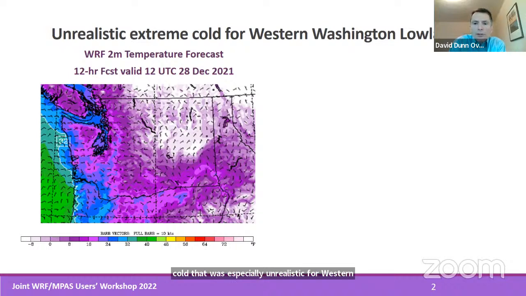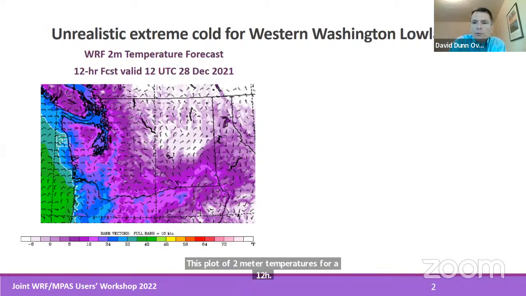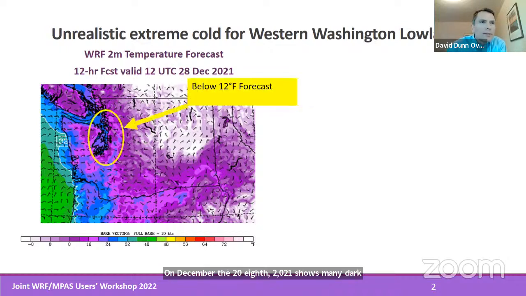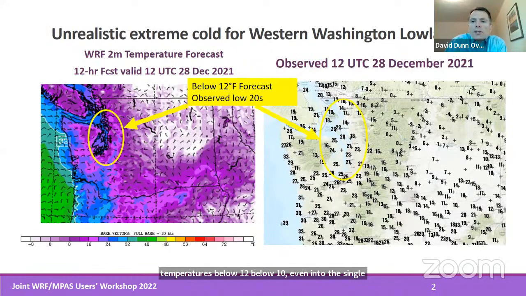This plot of 2-meter temperatures for a 12-hour forecast valid at 12 UTC, 4 a.m. local time on December 28th, 2021 shows many dark purples verging toward whites, areas that represent temperatures below 12, below 10, even into the single digits. However, the observations show temperatures that were in the low to mid 20s.